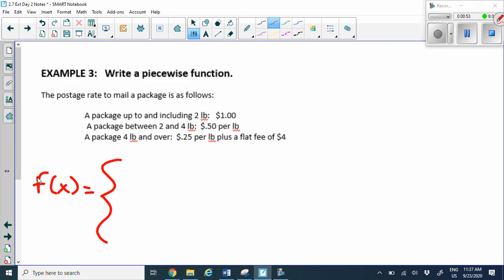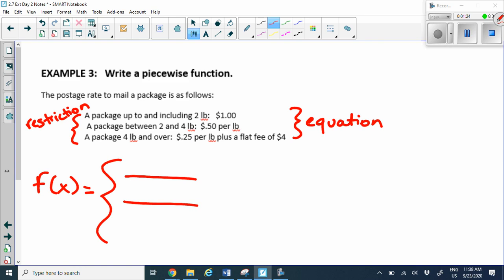Well, restrictions is always a range of stuff. So if I look, it seems like the weight of the package is going to deal with our restrictions because they are giving us a range there. While the money amount, that seems to be our equation because that's what we want to put our rate into there. Okay, so if we look, we have 3 different lines here. So that means we're going to have 3 different equations and restrictions. So I'm going to go ahead and do 1, 2, 3.